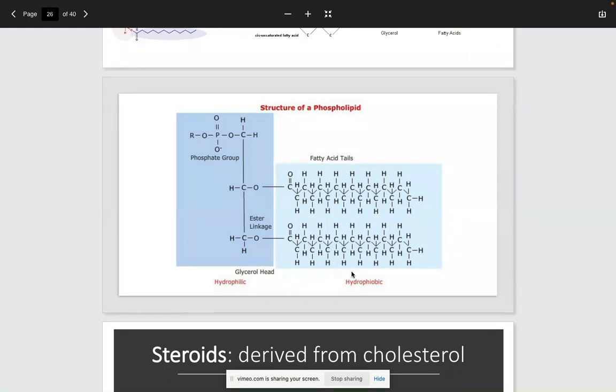Again, with a glycerol molecule here. This is just showing you the difference between the hydrophilic group containing the phosphate. The negative charge here makes it polar. This is considered an ester linkage. You don't have to know that for our purposes at this point. This is the hydrophobic fatty acid tail.